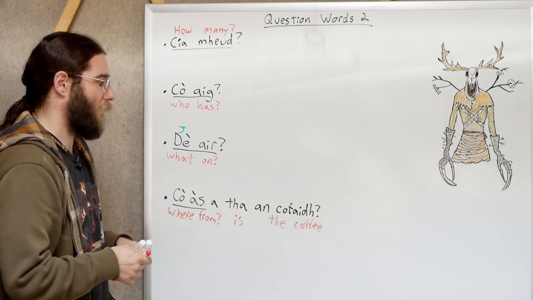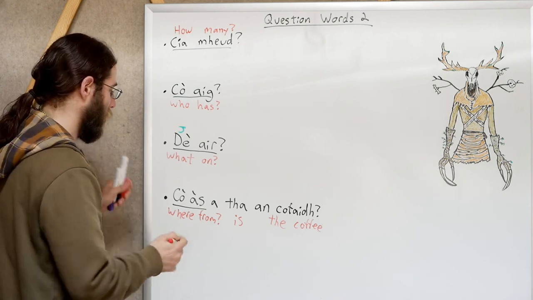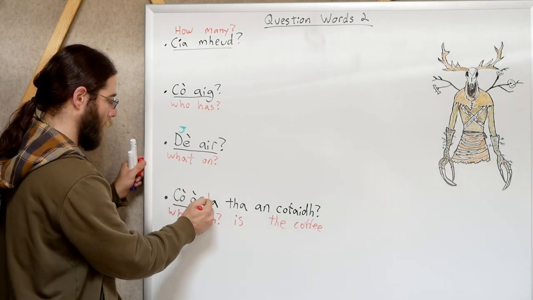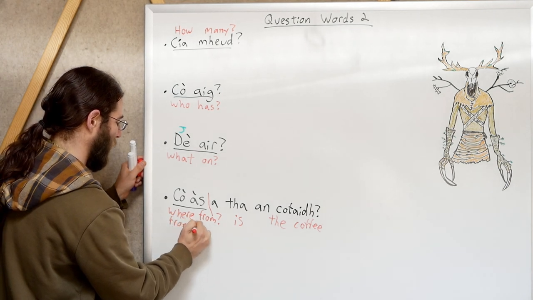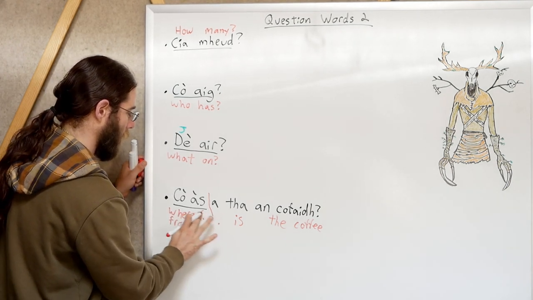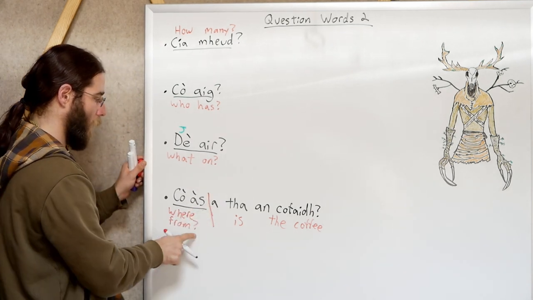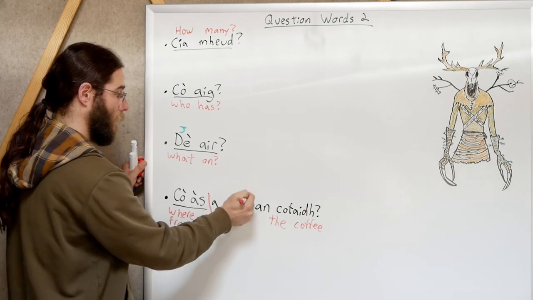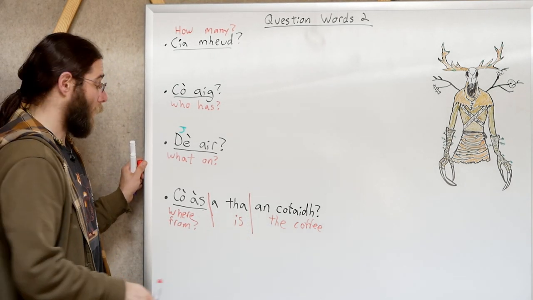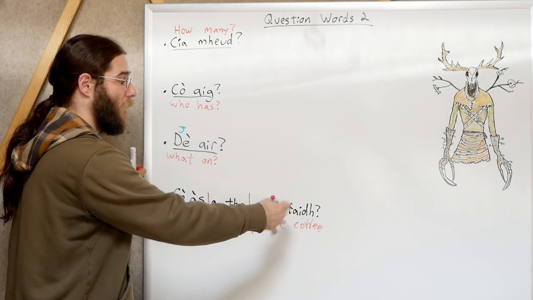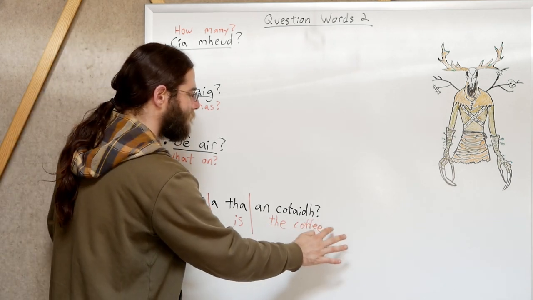Let's take a look at our structure, how this question's built. We start with a question word. Where from? Question word first, coas, aha, and coffee. That's how it works. Coas, aha, and then whatever you're asking about. What's another example?